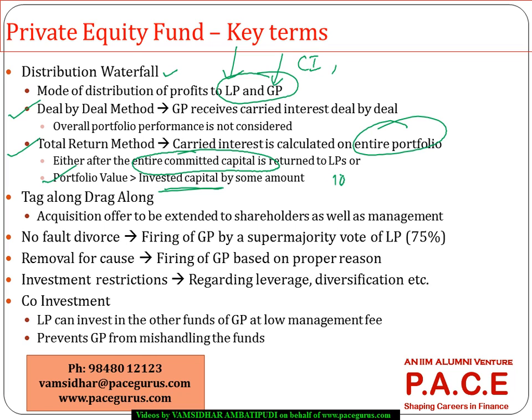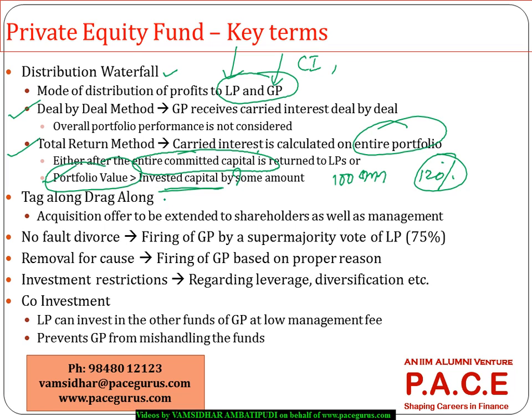Let's say invested capital is 100 million and it says the portfolio value must be greater than 120% of the invested capital. 20% more than the invested capital means if the portfolio value has gone beyond 120 million, the general partner is typically eligible to receive the carried interest. So in the total return method, we are computing the carried interest not on a deal by deal basis, but on the entire portfolio value. So that is how the distribution of the profits happens between LP and GP.